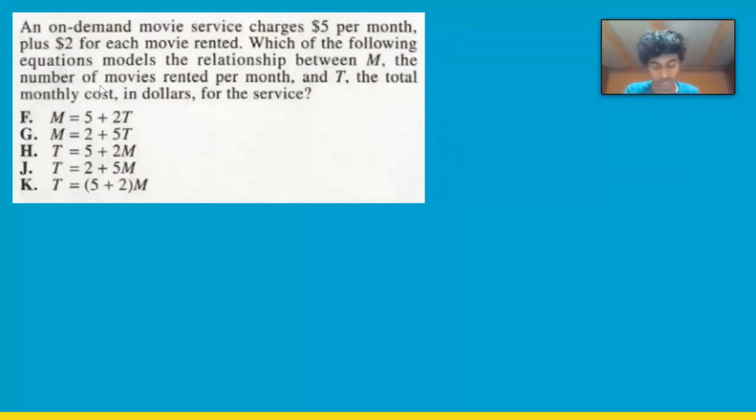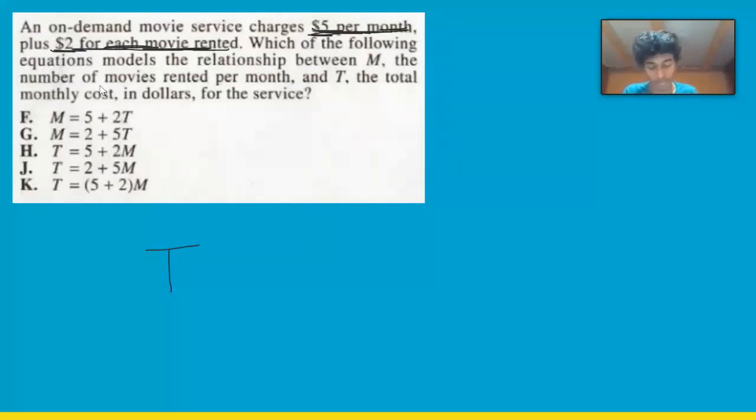Let's see, an on-demand movie service charges $5 per month. That's important. So for every month, the service charges $5. Plus $2 for every movie rented. So for each movie rented, the service charges $2. This is also very important. And we want to know the relationship between the number of movies rented per month and the total cost.